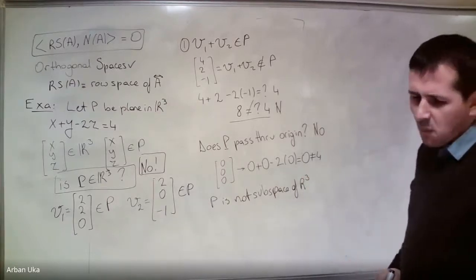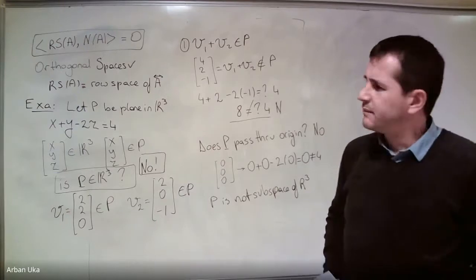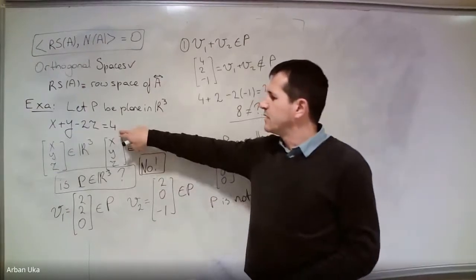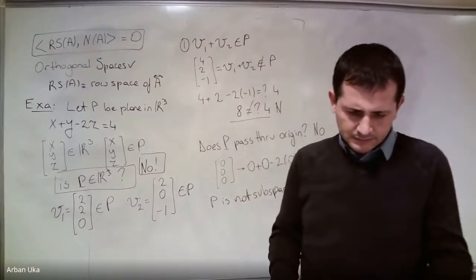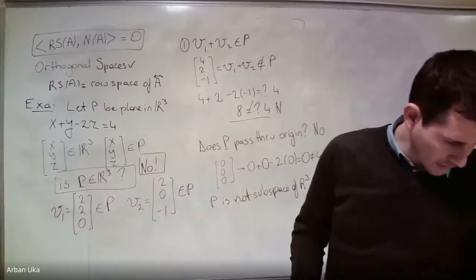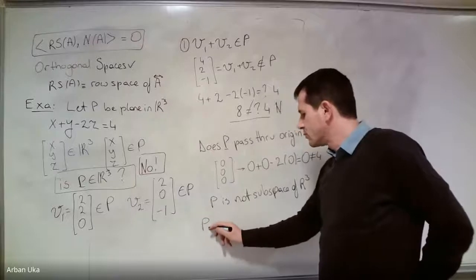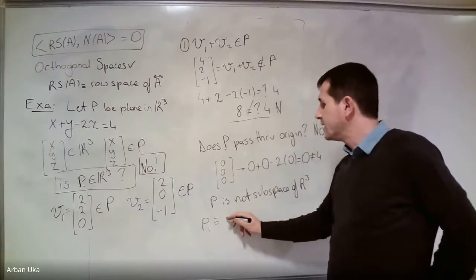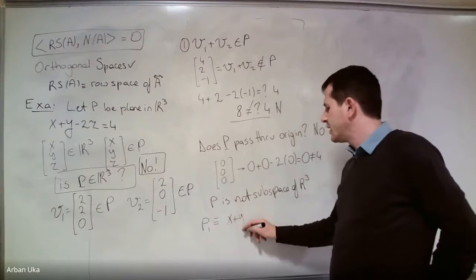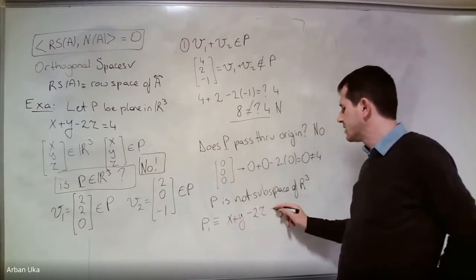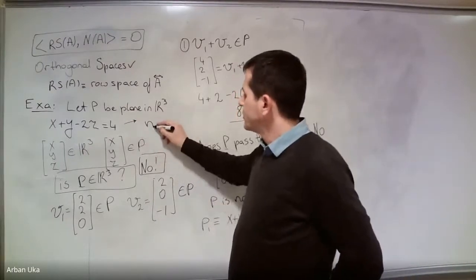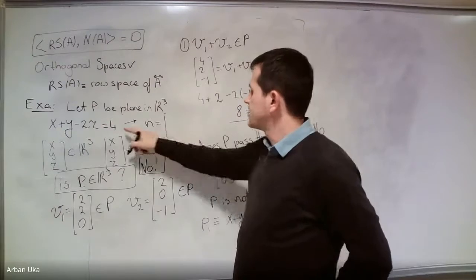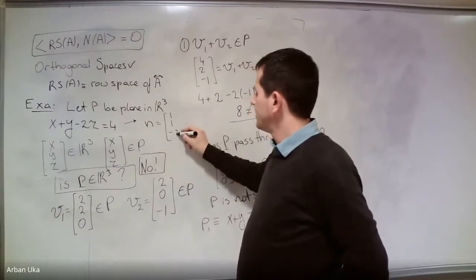Okay. Now, can you find a plane? So this is a plane, right? Can you find a plane that looks like this but passes through the origin? Instead of equal to 4, we should make it equal to 0, and that's all. That's true. P1 can be defined as x plus y minus 2z equal to 0. So what is the normal vector here in this plane? It's (1, 1, -2).